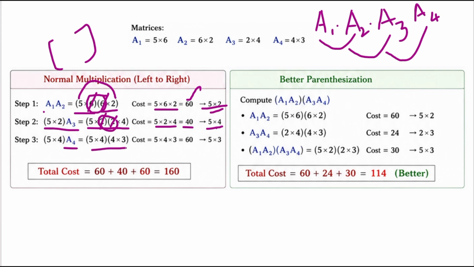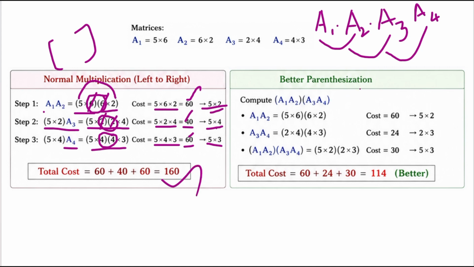Then these are the dimensions of these two matrices: one is the resultant matrix and this is A4. Then find the number of scalar multiplications there: 5 into 4 into 3. 4 is common in both the dimensions, so write it one time. So 4 into 3 with the 5, this is the total number of scalar multiplications. This is the resultant matrix. So the total number of scalar multiplications is 60 plus 40 plus 60, which is 160.